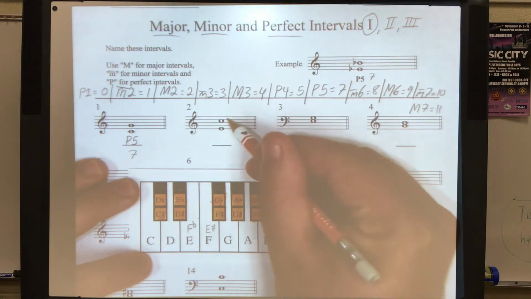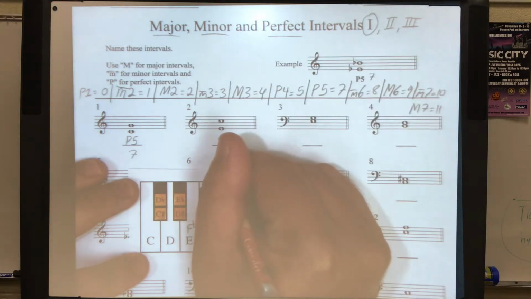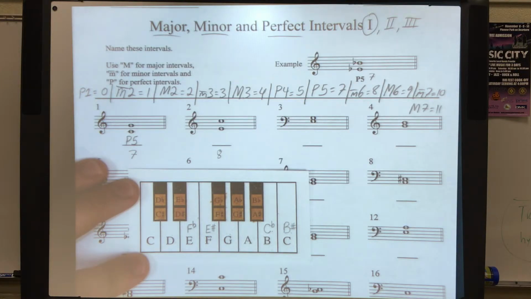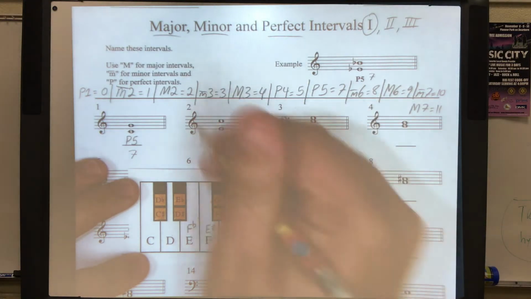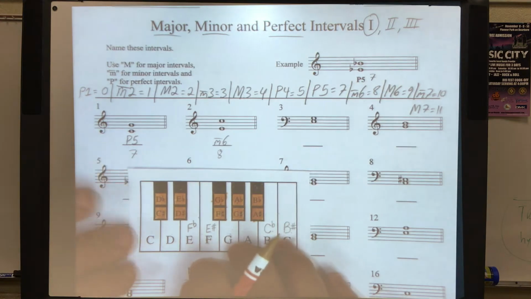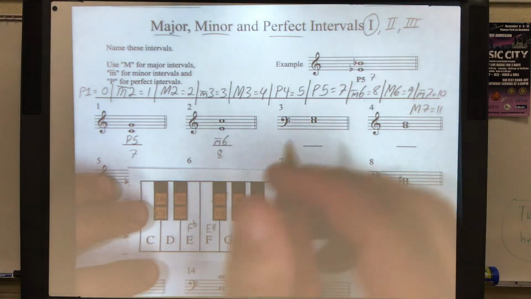Next one is E to C. Okay, so let's find our E on our keyboard. That'll be 0, 1, 2, 3, 4, 5, 6, 7, 8. There we go. 8 half steps. Which one of these has 8 half steps? Good, minor 6 right there. So remember, when we draw the minors, we're going to put a little line over the M. So we've got our minor 6th. And I hope you guys can hear that. So that's what a minor 6 sounds like.